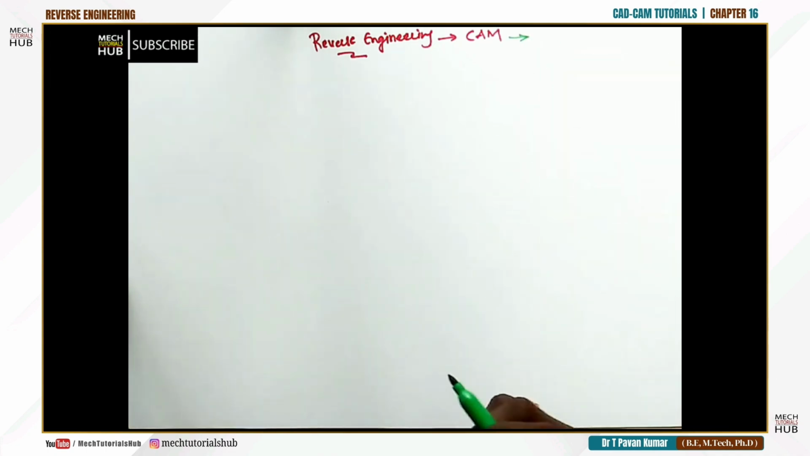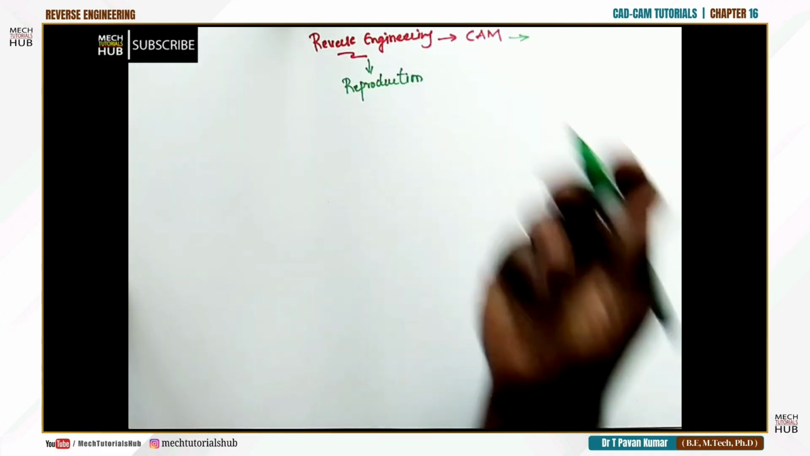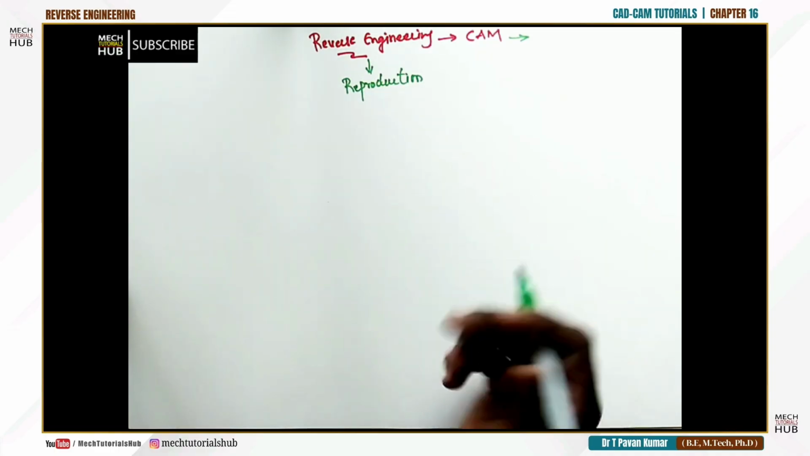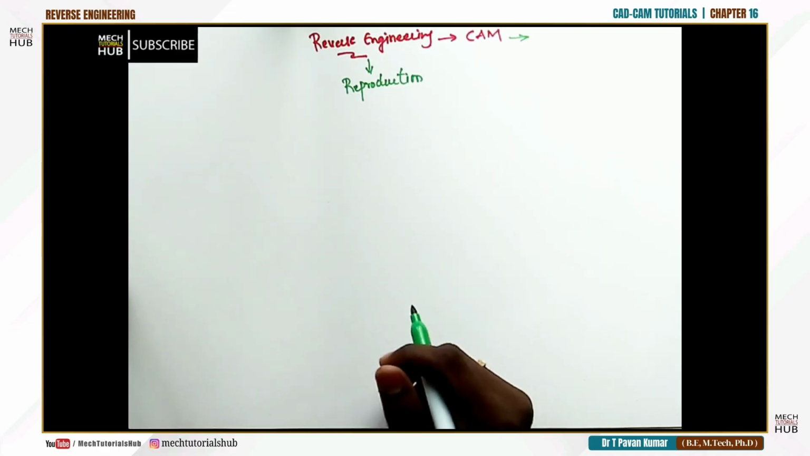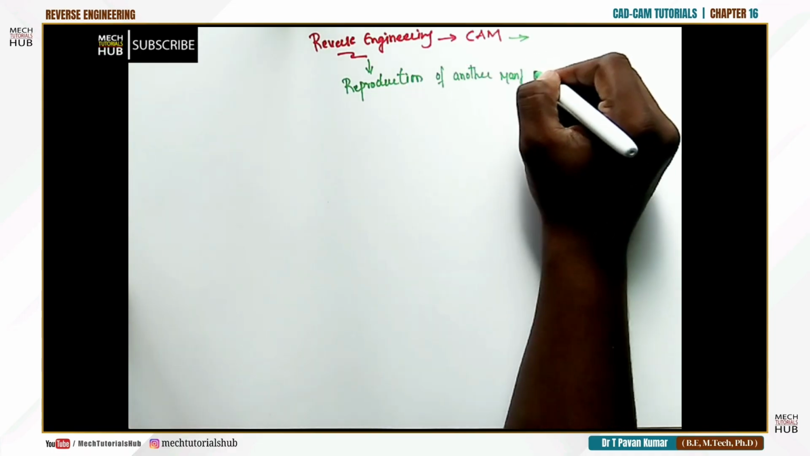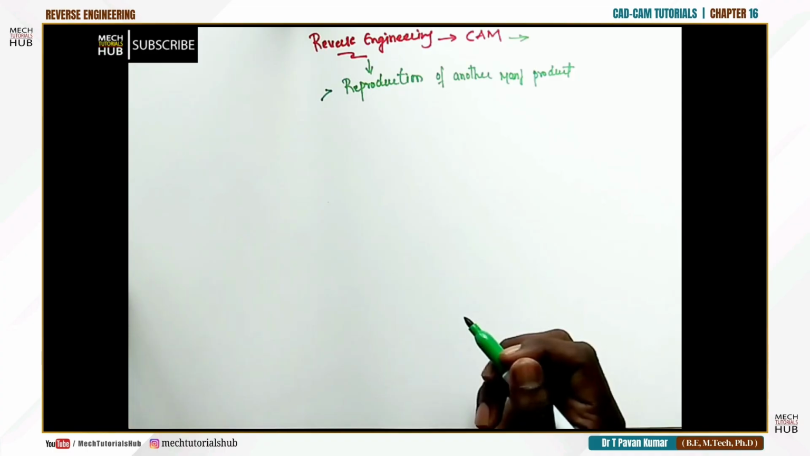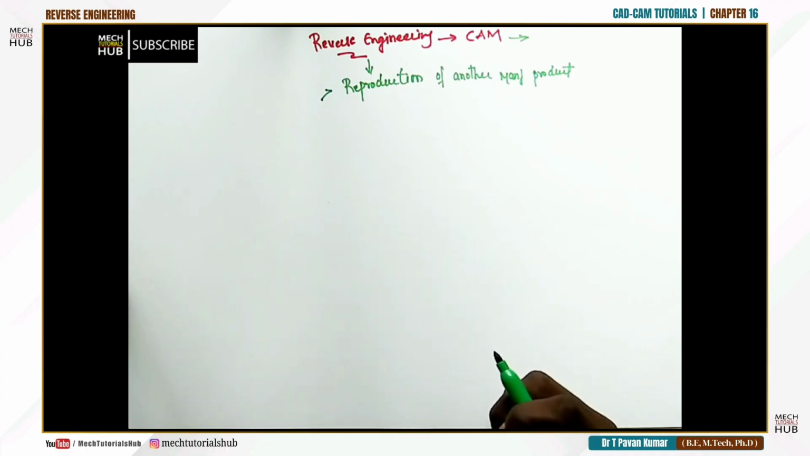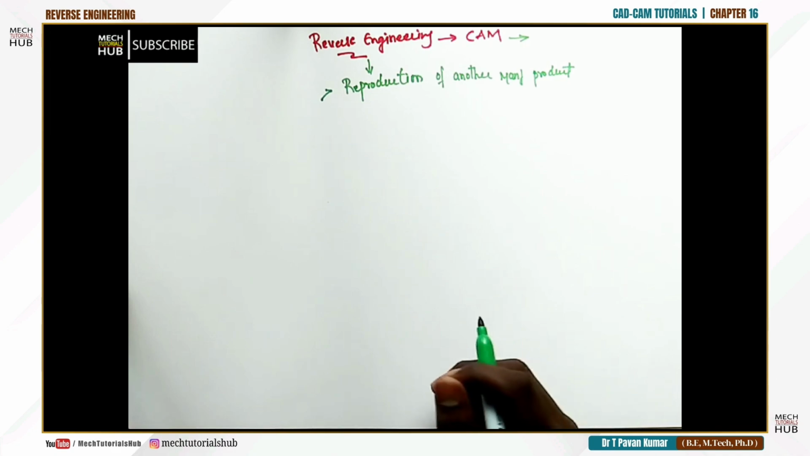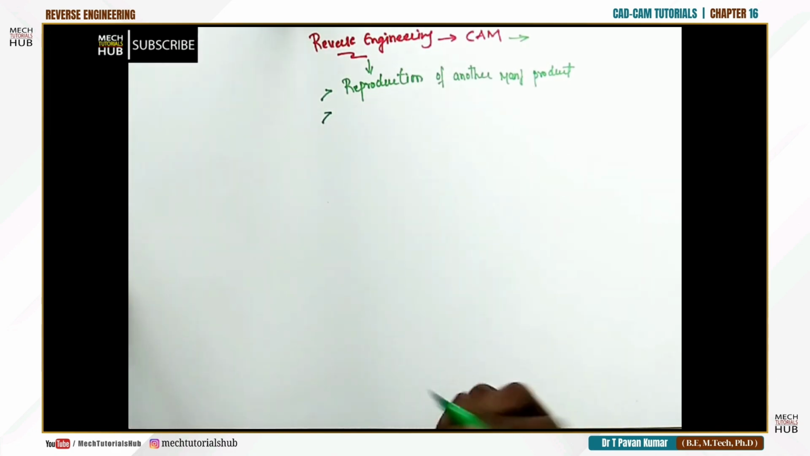What is reverse engineering actually all about? It is all about reproduction. Reverse engineering is nothing but reproduction of any component, or reproduction of another manufacturer's product. Reproduction of another manufacturer's product means there is already an existing component from which we would like to extract data like the dimensions or the geometry, and then we'll try to reproduce it. In other words, you can also use it to duplicate the component.